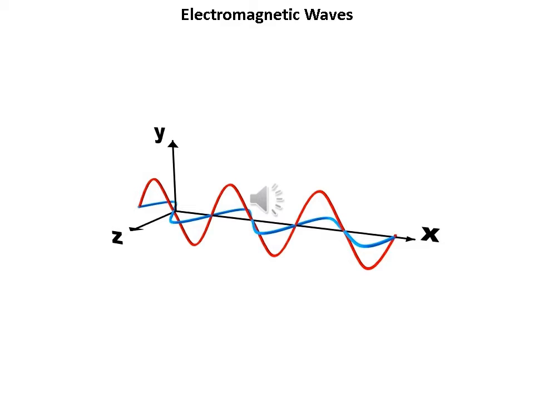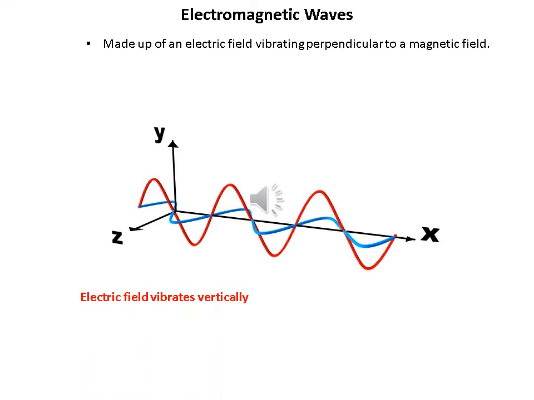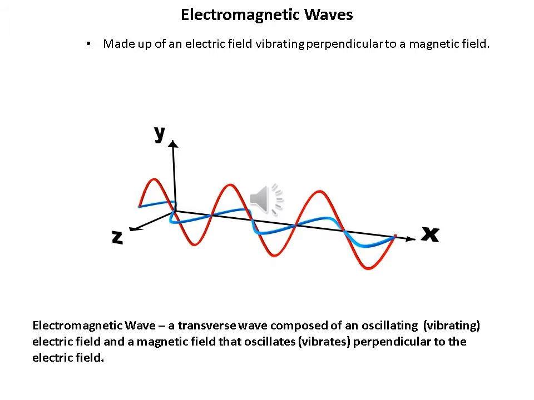Now, an electromagnetic wave is a special kind of transverse wave. In fact, this diagram is somewhat complicated, but hopefully we'll make it a little less complicated. Notice that an electric field is vibrating vertically while a magnetic field is vibrating horizontally on the electromagnetic wave. The definition of an electromagnetic wave is a transverse wave composed of an oscillating electric field and a magnetic field that oscillates perpendicular to the electric field. Remember that oscillating means that it's vibrating. That's all it means. And if something oscillates, it means that it vibrates.